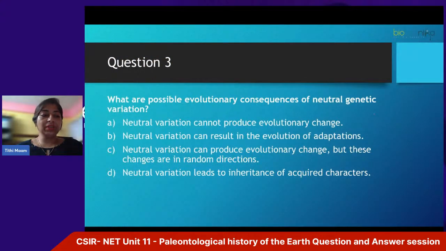Okay, moving on to the next question. What are the possible evolutionary consequences of neutral genetic variation? Neutral genetic variation.